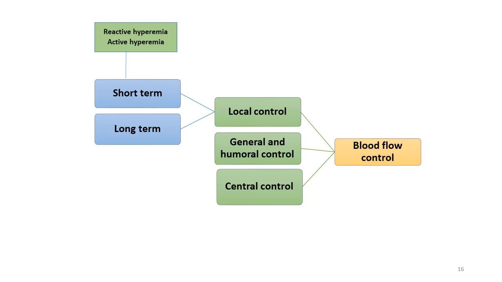Blood flow is controlled by local control, general and humoral control, or central control. Let's look at local control. Local control has two parts: short-term local control and long-term local control. Local control means that blood flow control happens in one local part of the body, for example in the leg, hands, trunk, or any organ.